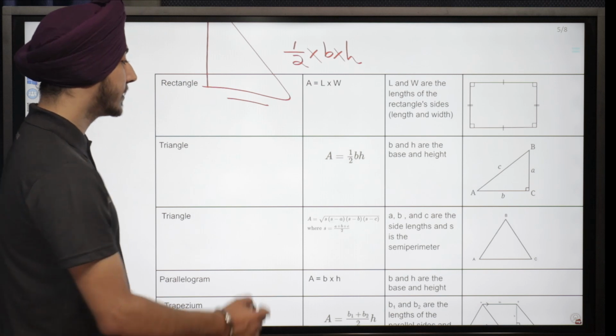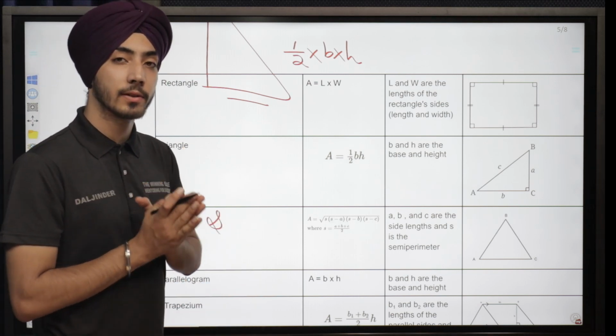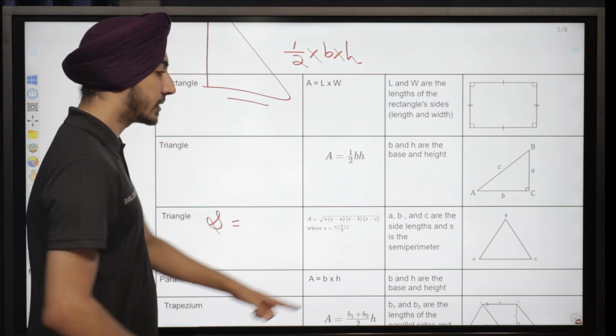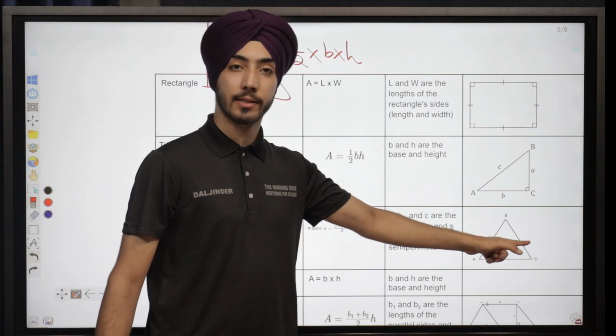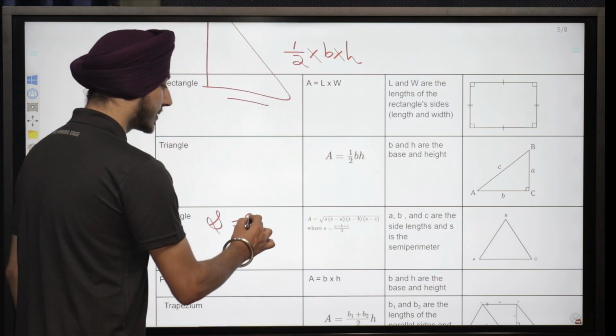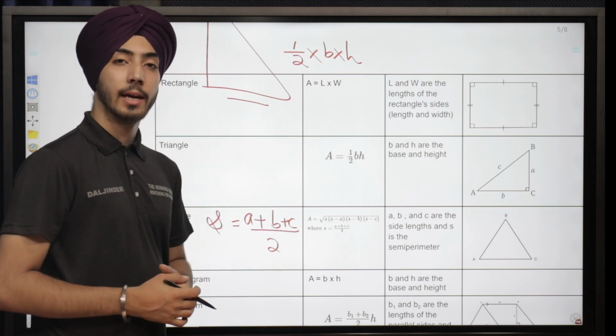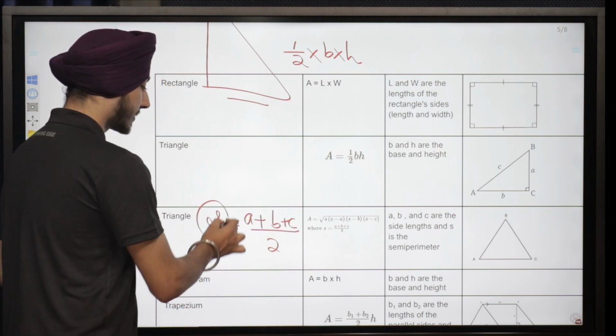In this, we will first of all find the value of S. Now what is S? S is the perimeter of a triangle upon 2. So look, this triangle has 3 sides. Obviously a triangle has 3 sides. So you add up all the sides and divide them by 2. Let's say its sides are A, B and C. We add them up, we divide it by 2, and the answer that we get is called S.